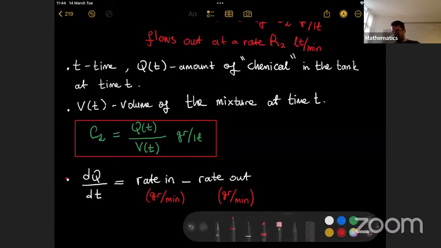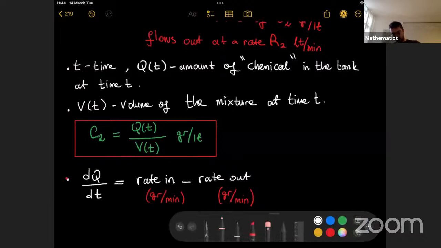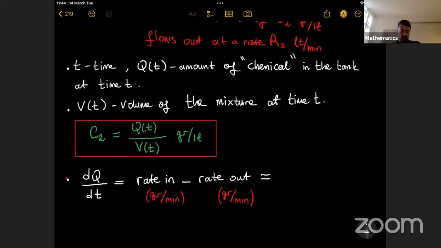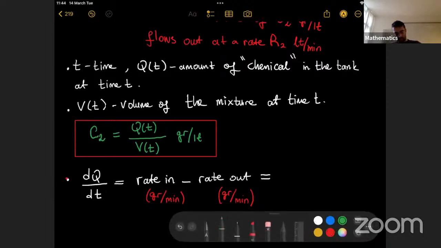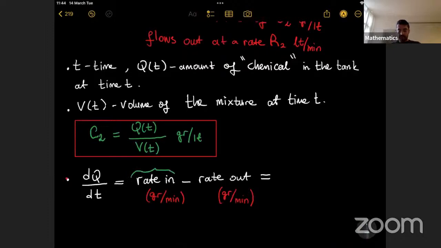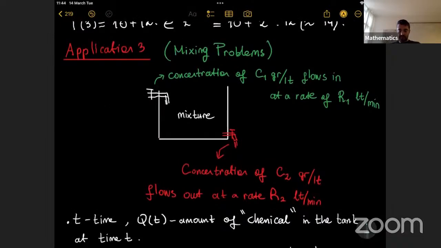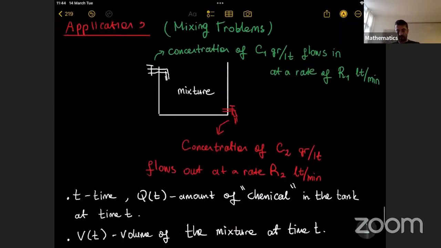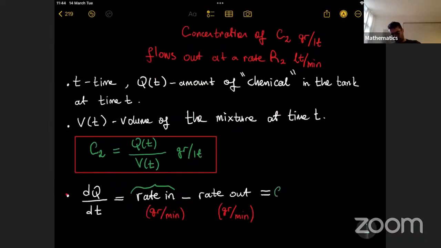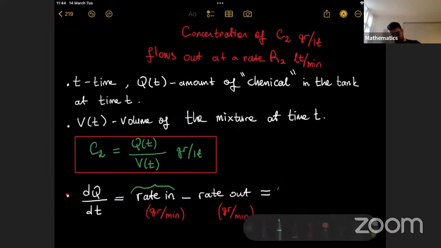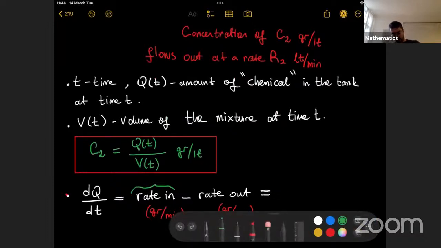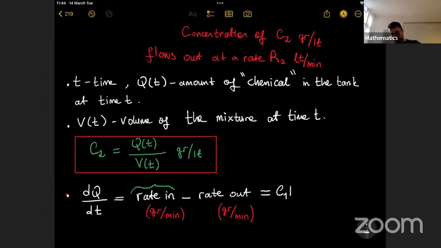So what are this rate in and rate out? Well, rate in is, so let's first compute this rate in. Well, remember that here concentration of C1 gram per liter flows in at the rate of R1 liter per minute. So if you multiply this two, basically you get rid of the liters. Okay, it's gram over minute. So this is rate in. Okay, so C1 times R1 gram per minute.